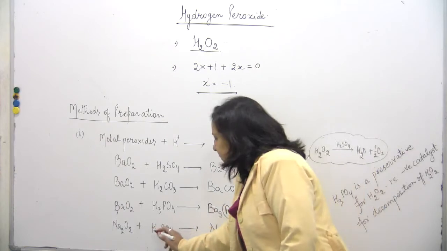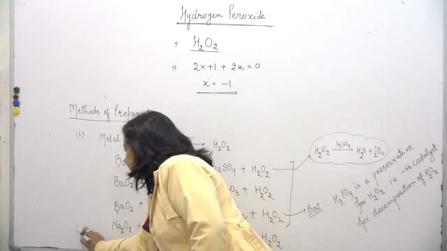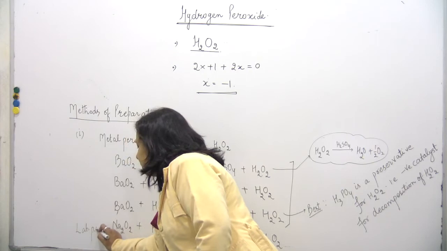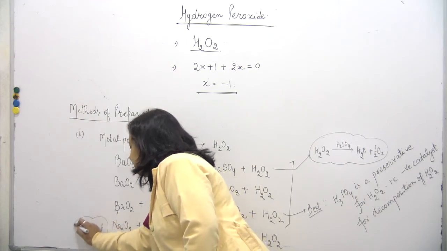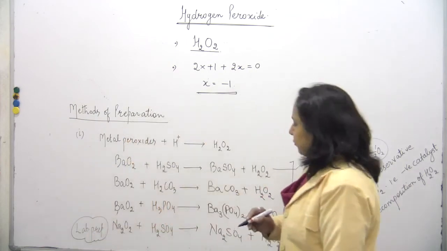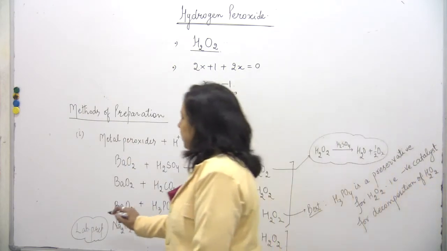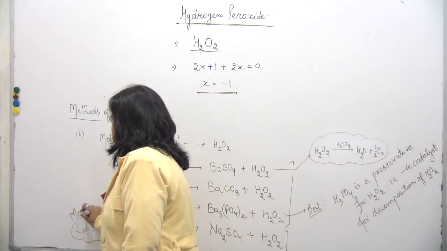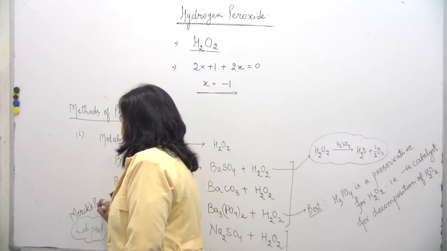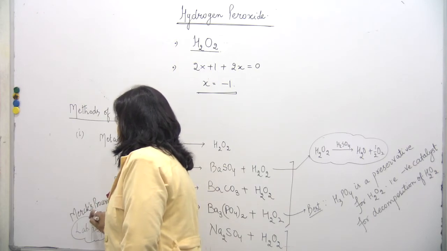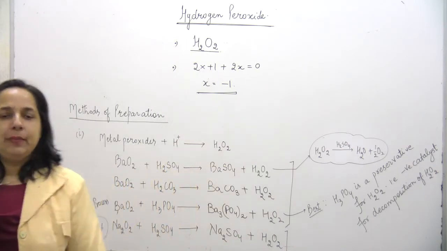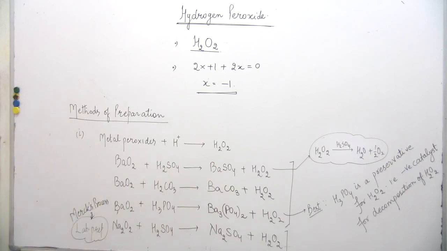Now, sodium peroxide plus sulfuric acid is used in lab preparation. So during laboratory preparation, we have sodium peroxide and sulfuric acid leading to sodium sulfate and H2O2. This process is named Merck's process. It is called Merck's process for hydrogen peroxide. Sodium peroxide plus sulfuric acid. The name of the process is Merck's process. So you must know what Merck's process is. It is sodium peroxide reacting with sulfuric acid.